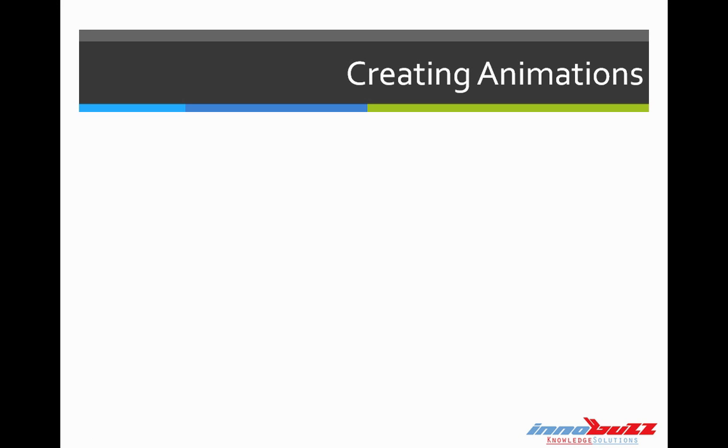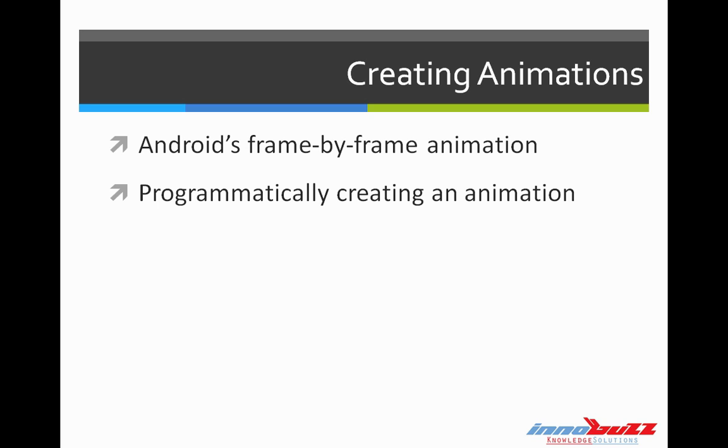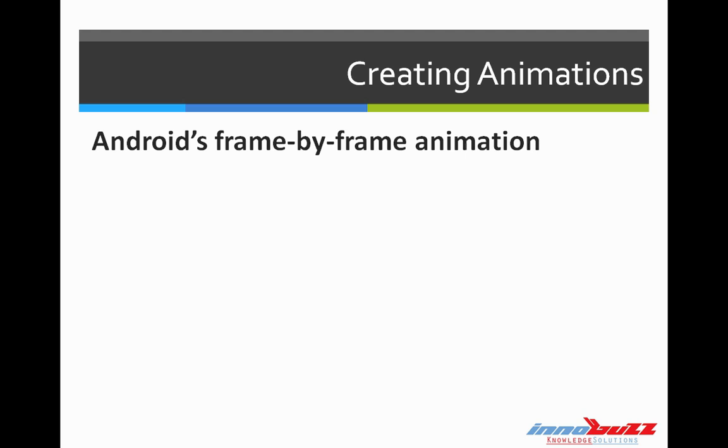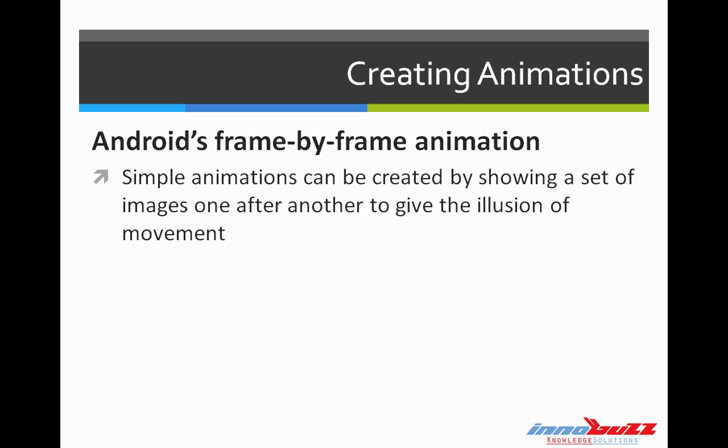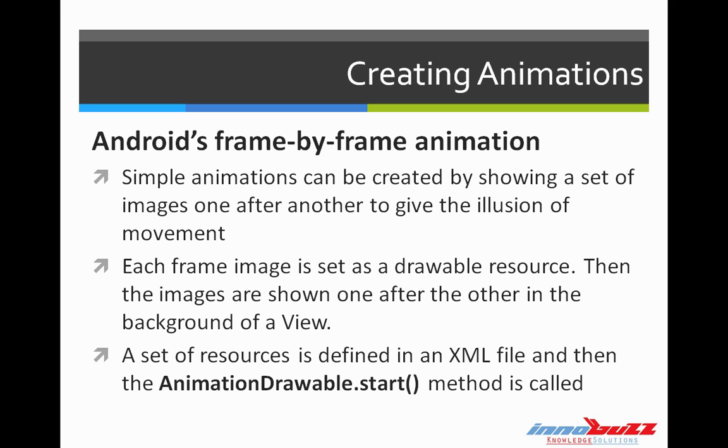Creating animations. Under this heading, we will see the following: Android's frame-by-frame animation and programmatically creating an animation. Android's frame-by-frame animation. Simple animations can be created by showing a set of images one after another to give the illusion of movement. Each frame image is set as a drawable resource. Then the images are shown one after the other in the background of a view. A set of resources is defined in an XML file, and then the animation drawable start method is called.